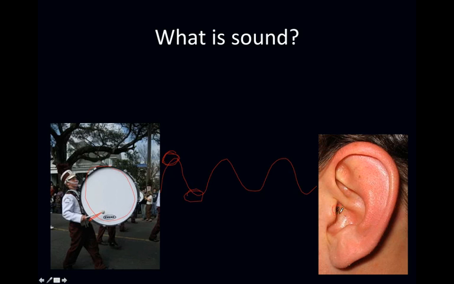Now in your ear, it's sort of the reverse process. You have a drum membrane again in your ear. As the air comes in and hits it, it moves this little membrane, which then triggers fluid and little bones inside of your ear, which are translated into sound.